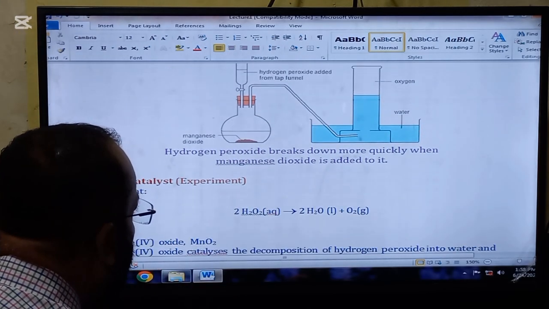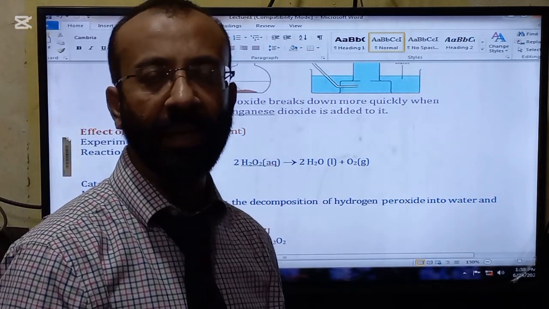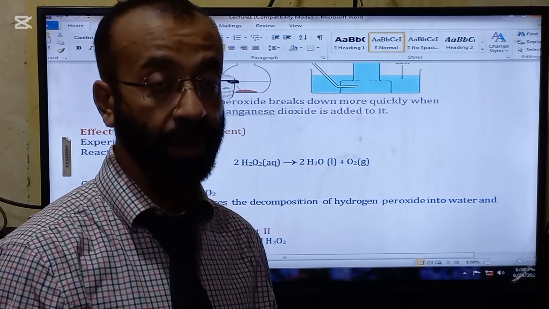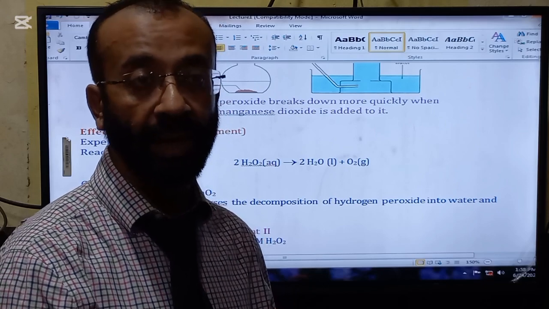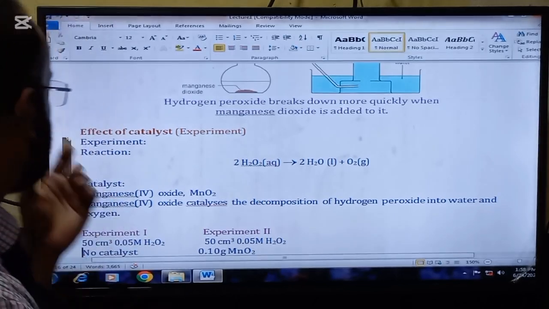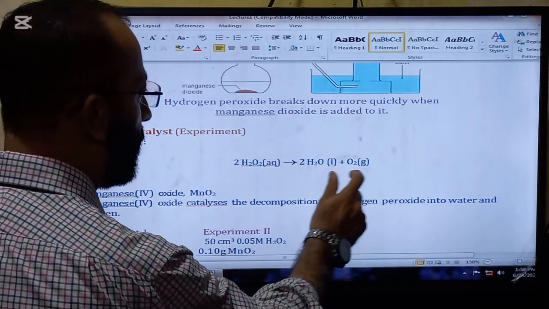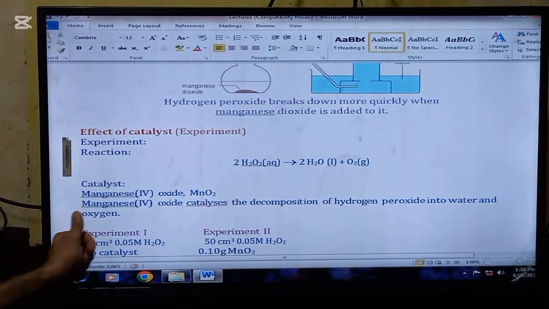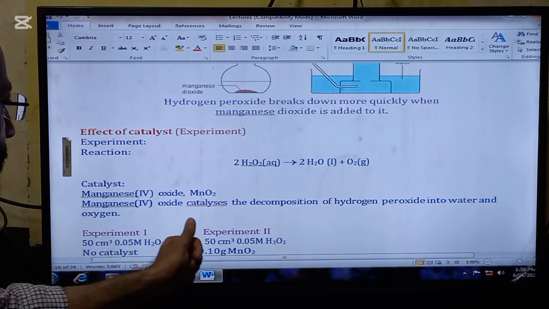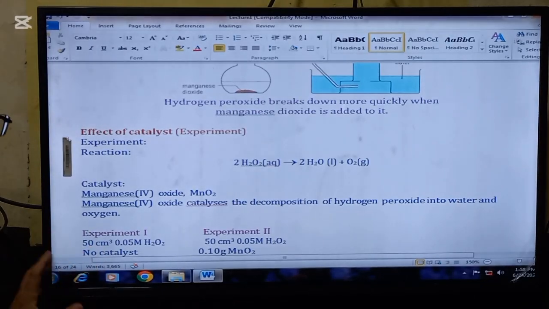Okay, now we are going to read an experiment which is particularly concerned with paper number 4, alternate to practical. What kind of effect does a catalyst produce on the speed of the reaction? So look now, the reaction is hydrogen peroxide producing water and oxygen. The catalyst in this reaction is manganese oxide. Manganese oxide catalyzes the decomposition of hydrogen peroxide into water and oxygen.